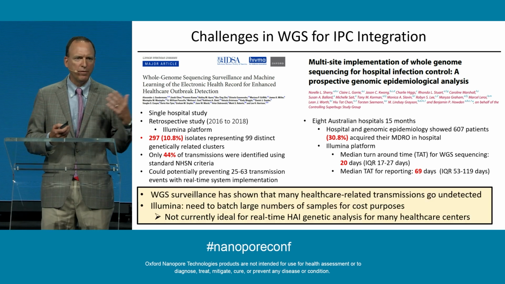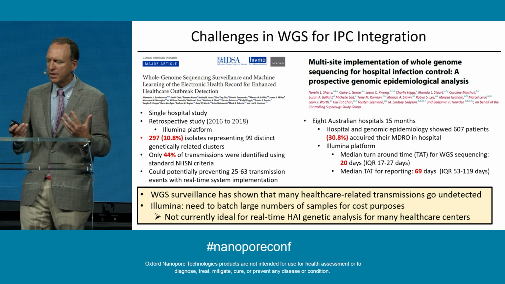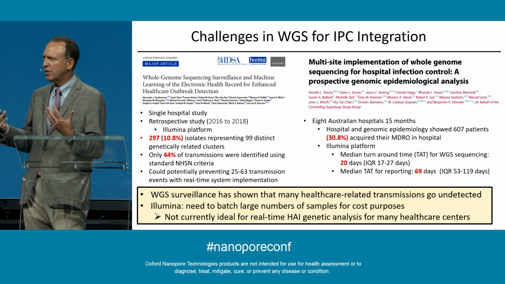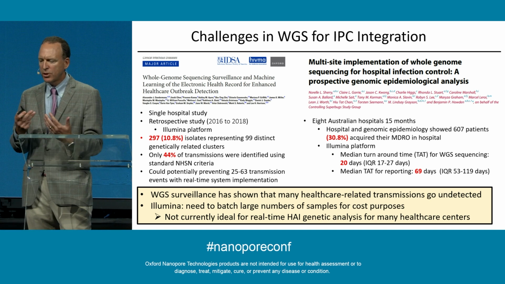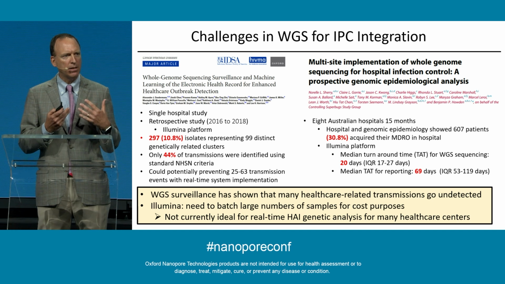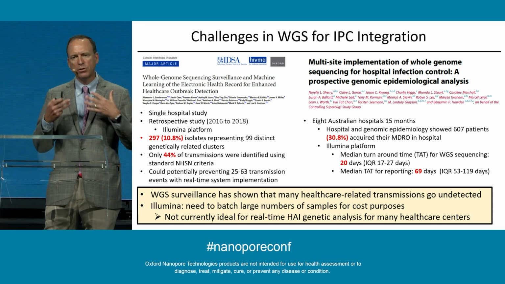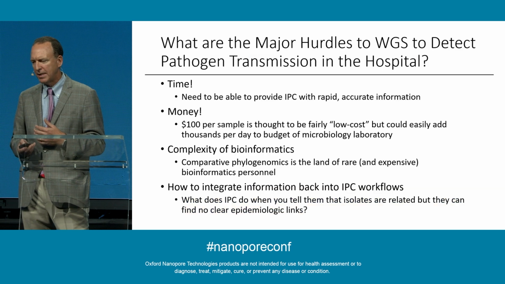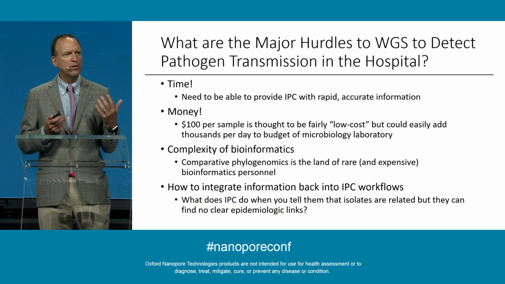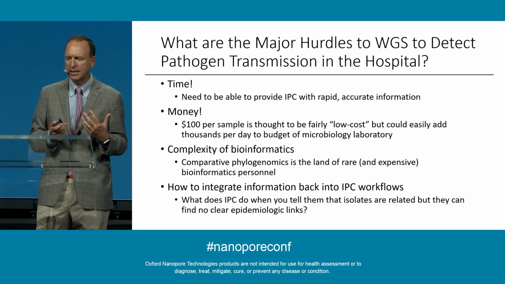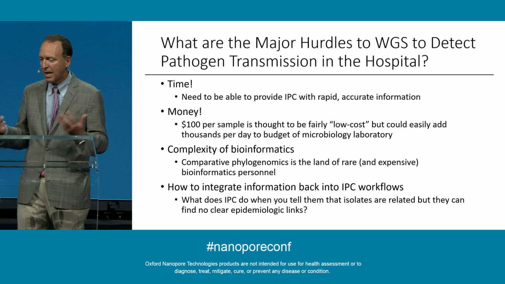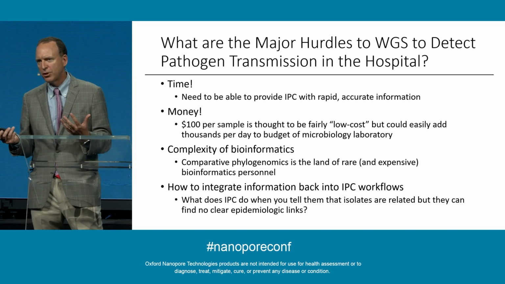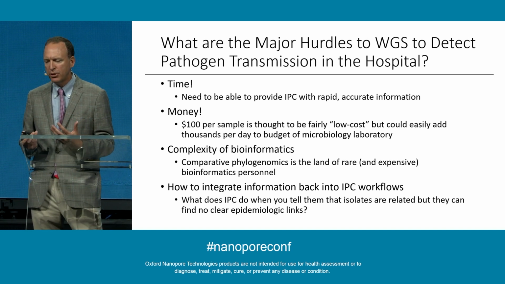So the summary as we move into our project is whole genome sequencing shows that a lot of healthcare transmission of pathogens is going on, it's going undetected, and it's being identified often months, or in our case, years later. So we wanted to try to move that into a much more prospective idea. So what were the major hurdles to try to identify these things in a timely fashion? Of course, time. Can we be able to provide the infection control people with rapid, accurate information?